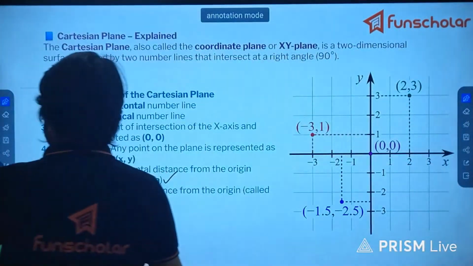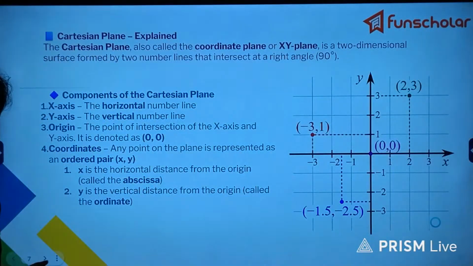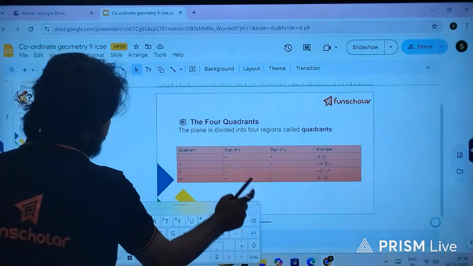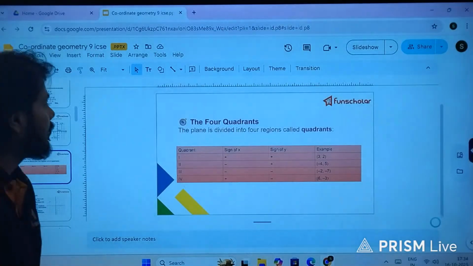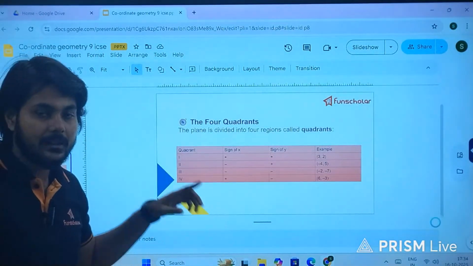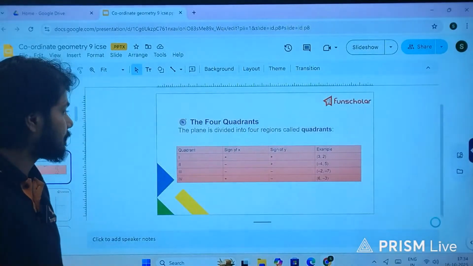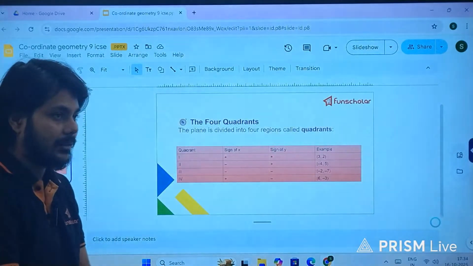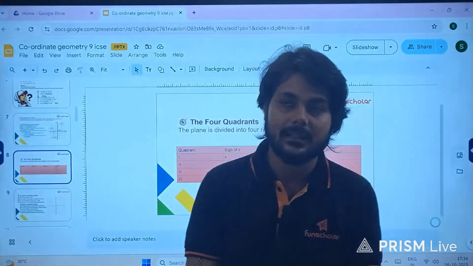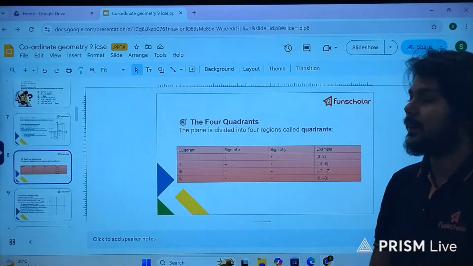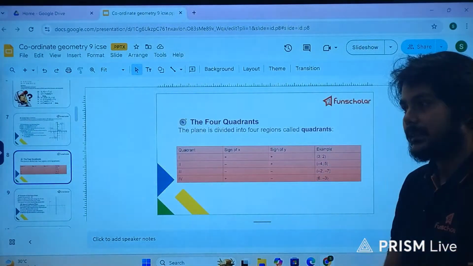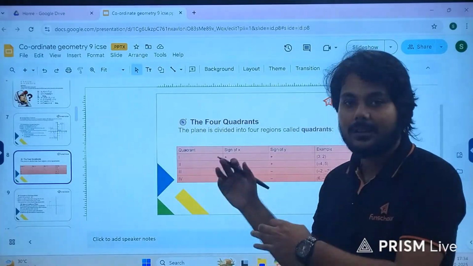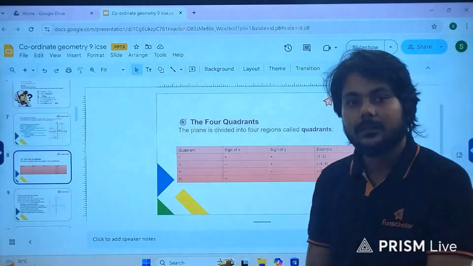The other things are quite easy for you. Next class will start with slide number 8. We will see what the meaning of quadrant is, what the types of quadrant are, how many quadrants there can be in a Cartesian plane, and what the signs will be for each quadrant if we want to represent an ordered pair or a coordinate in a particular quadrant.